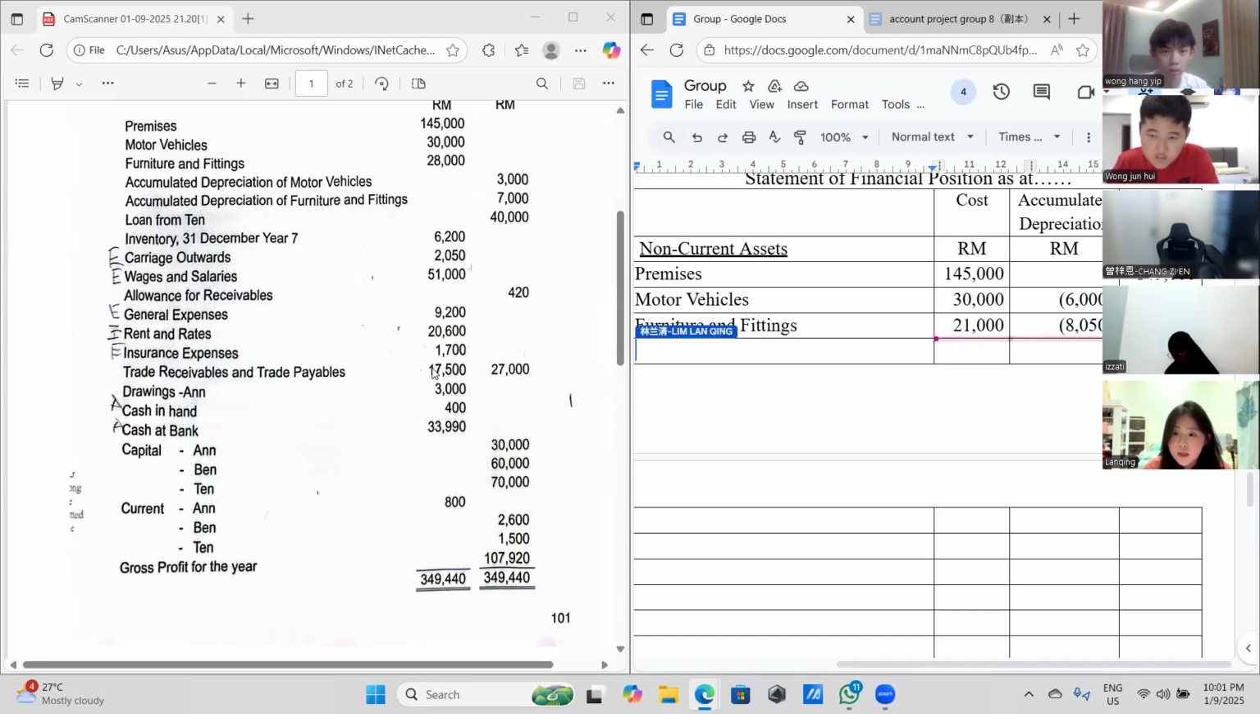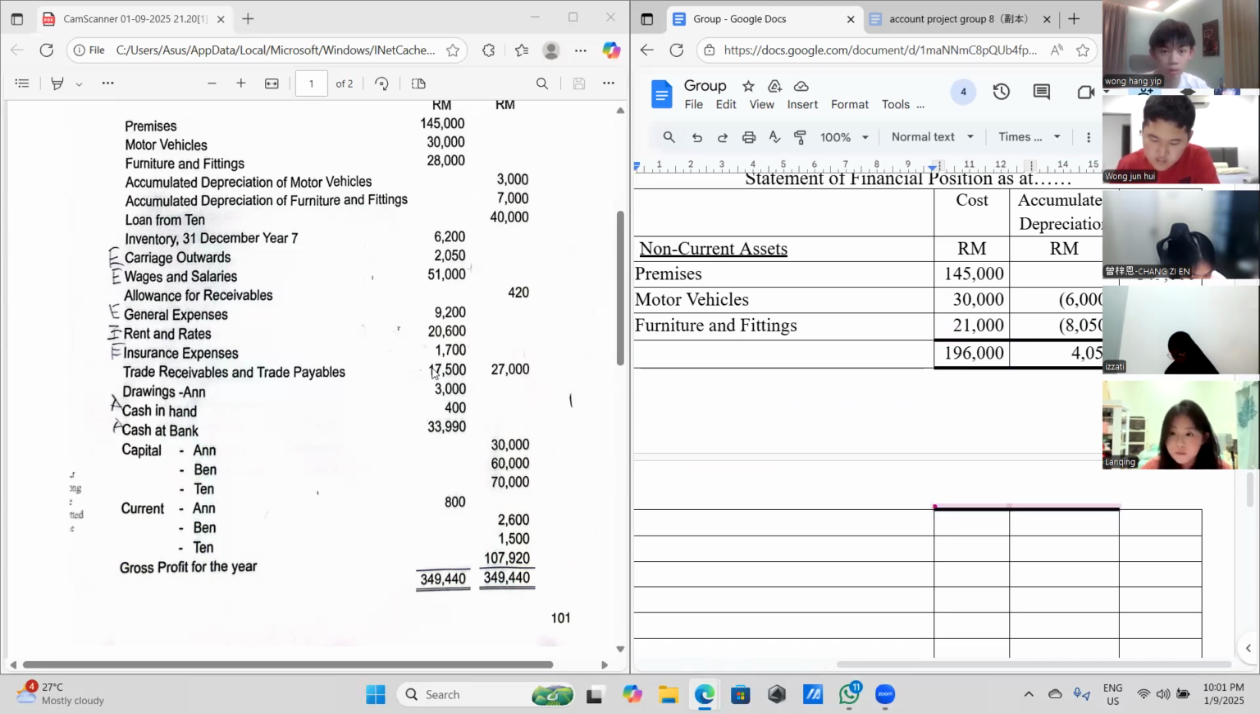So we add together, the cost will be 196,000. And then the accumulated depreciation will be positive 1,050. The carrying amount which we will carry into the current asset will be 188,950. Okay. Next, I will be talking about the current assets.